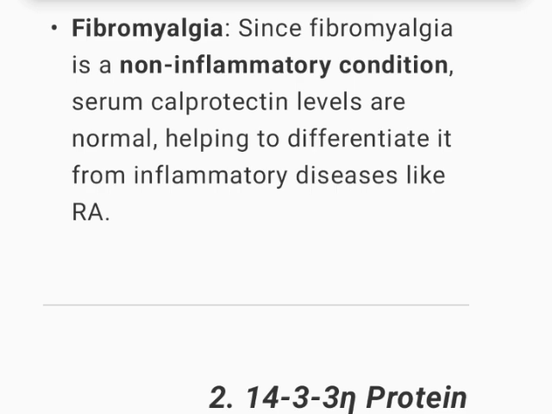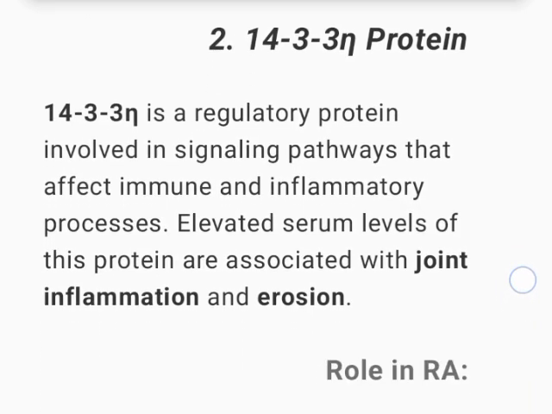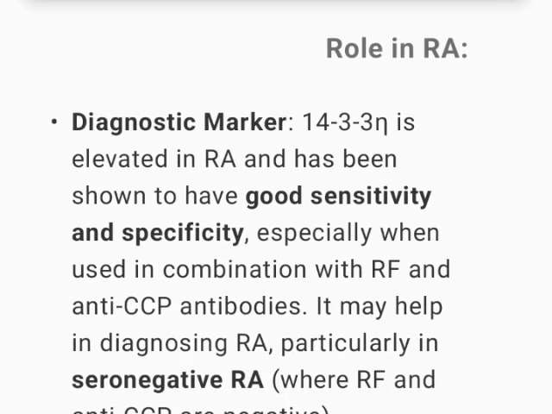2. 14-3-3η proteins. 14-3-3 is a regulatory protein involved in signaling pathways that affect immune and inflammatory processes. Elevated serum levels of this protein are associated with joint inflammation and erosion. Role in RA. Diagnostic marker. 14-3-3η is elevated in RA and has been shown to have good sensitivity and specificity, especially when used in combination with RF and anti-CCP antibodies. It may help in diagnosing RA, particularly in seronegative RA, where RF and anti-CCP are negative.